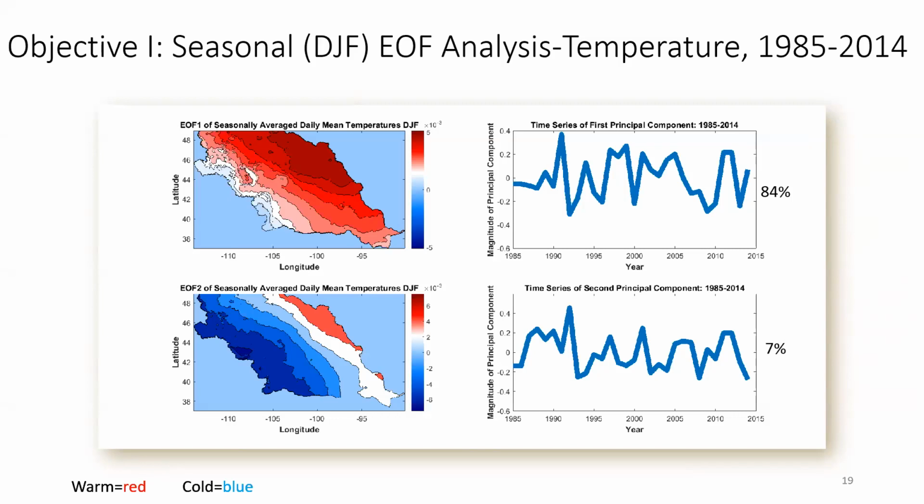Now coming back to the amount of variance that each mode explains, the spatial pattern associated with the first or dominant mode in the upper left-hand corner accounts for most of the variance within the 30-year data set. Again, this doesn't mean that EOF1 occurs 84% of the time. That's something that I think should be made clear.